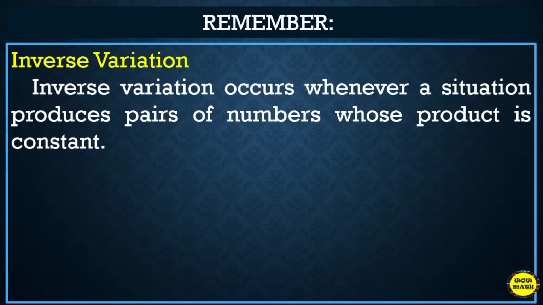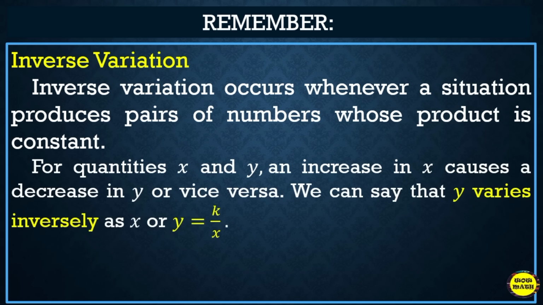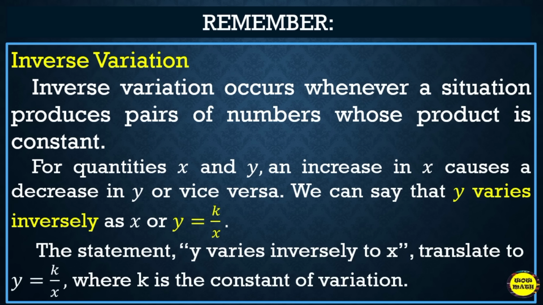Remember, inverse variation occurs whenever a situation produces pairs of numbers whose product is constant. For quantities x and y, an increase in x causes a decrease in y or vice versa. We can say that y varies inversely as x, or y is equal to k over x. The statement y varies inversely to x translates to y is equal to k over x, where k is the constant of variation.